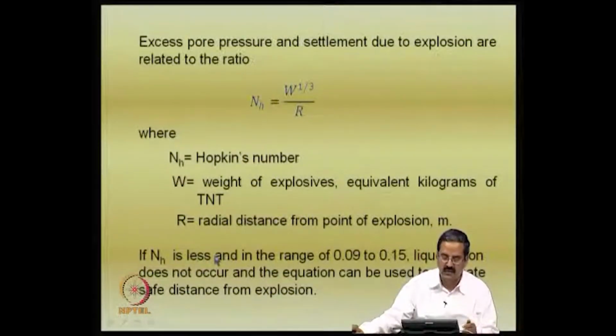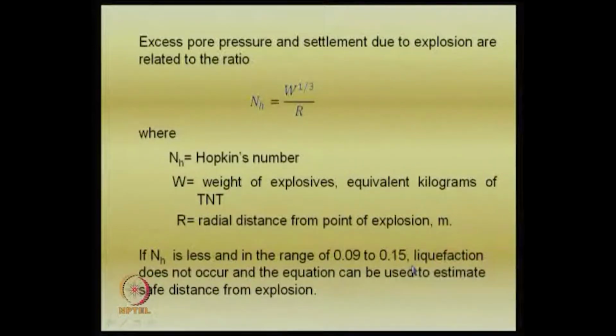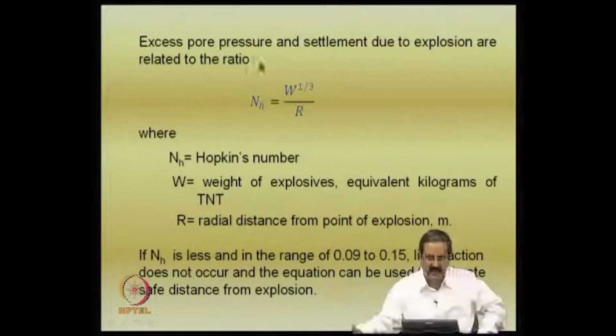Studies have shown that if NH is in the range of 0.09 to 0.15, liquefaction does not occur, and the equation can be used to estimate the safe distance from explosion. Say you would like to densify some 10 meters or 15 meters of area. How do you get it? What is its radial distance? Say, for example, if you put a blast at 10 meters level, how much area could really be densified? Is it all 10 meters that could be densified? How do you do that? This can be understood from this point.